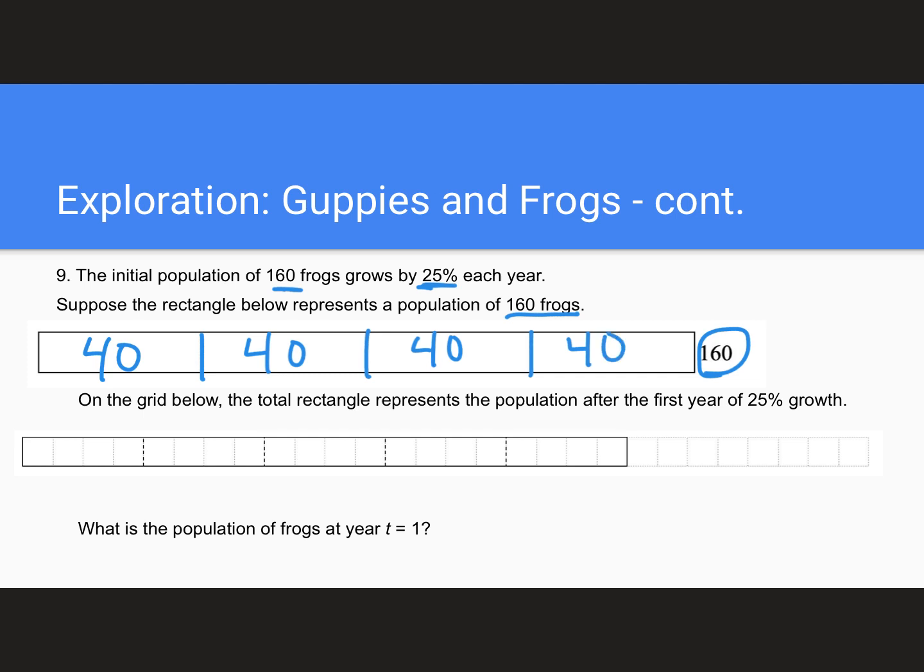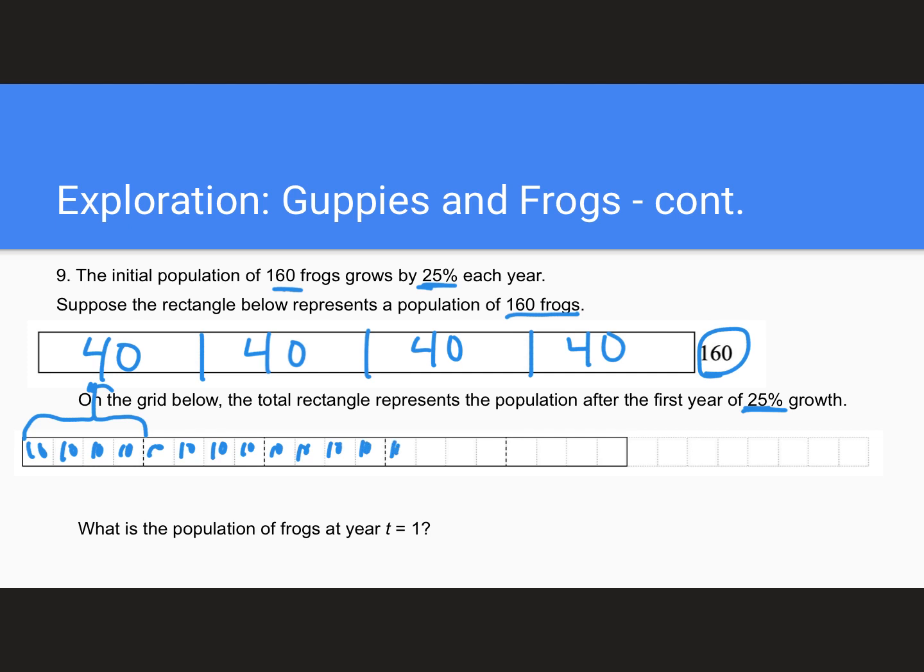On the grid below, the total rectangle represents the population after the first 25% growth. So you see these ones here that are 10 each because we got 4. Again, we keep writing 10 in each of these. And each one of these is one of those. Again, 10, 10, 10, 10.